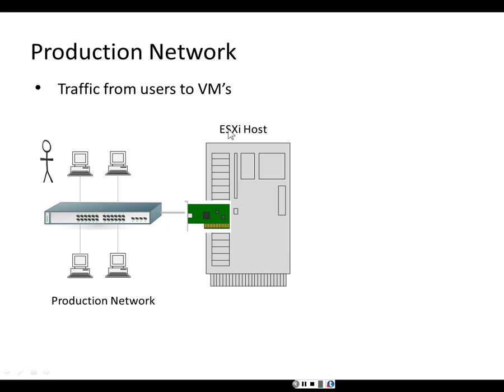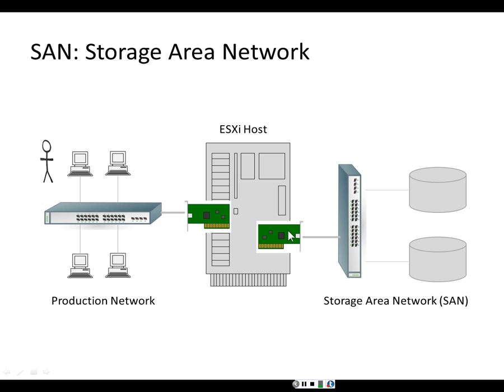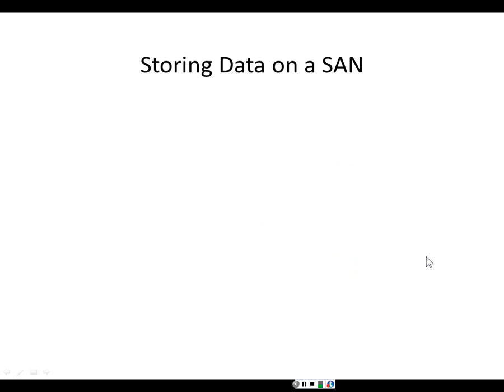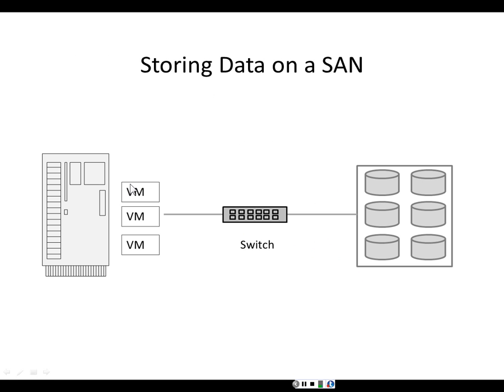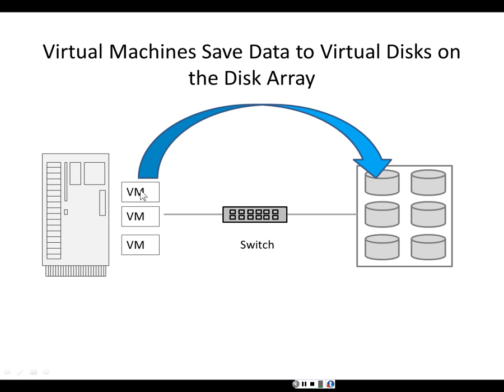Now, the storage area network is whereby we have a second network interface card in the ESXi host, which connects to a switch which connects to external disk arrays. And the storage area network carries traffic from virtual machines to the disk arrays. Storing data on a storage area network: the virtual machines on the ESXi host save data to virtual hard disks which are located on the disk array.